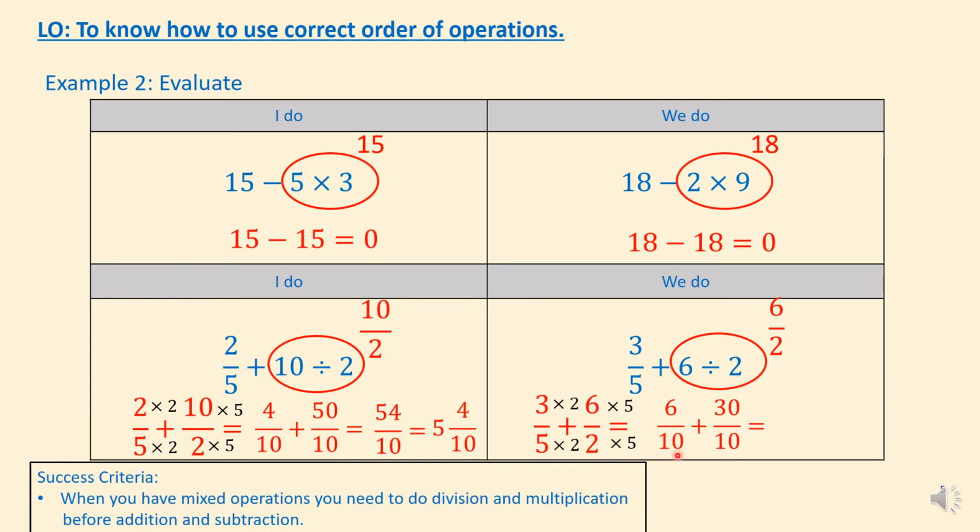Now I have the same denominator. I'm going to write one of the denominators down and add the tops. So I end up with 36 over 10. So if I rewrite my answer as a mixed number, how many times does 10 go into 36? 3 times, and you have 6 left over, and the denominator stays as it is.